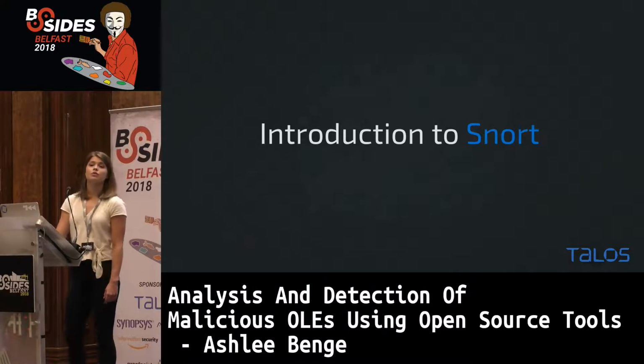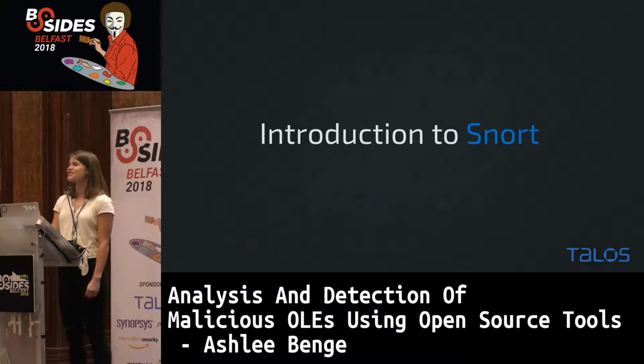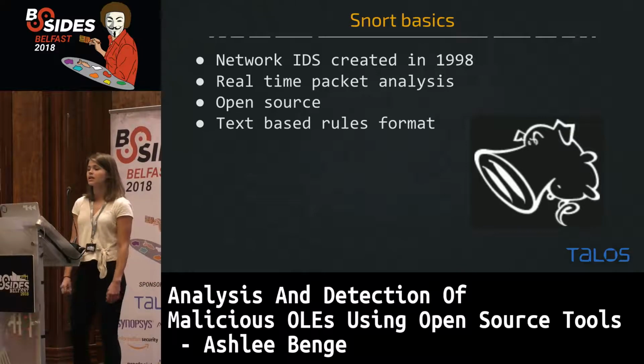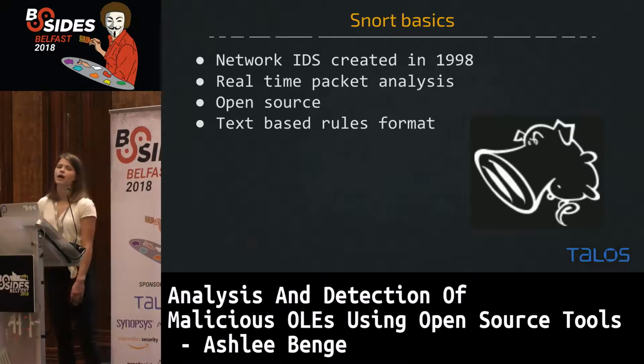So like I said, I'm going to give you a real brief, bare-bones introduction to Snort right now. Snort, if you haven't heard of it, is a network IDS that was first created in 1998 by Marty Roesch. Amongst many, many other things, it does real-time packet analysis. It's also free and open source and available online. And the rules format is actually text-based and very easy to learn.